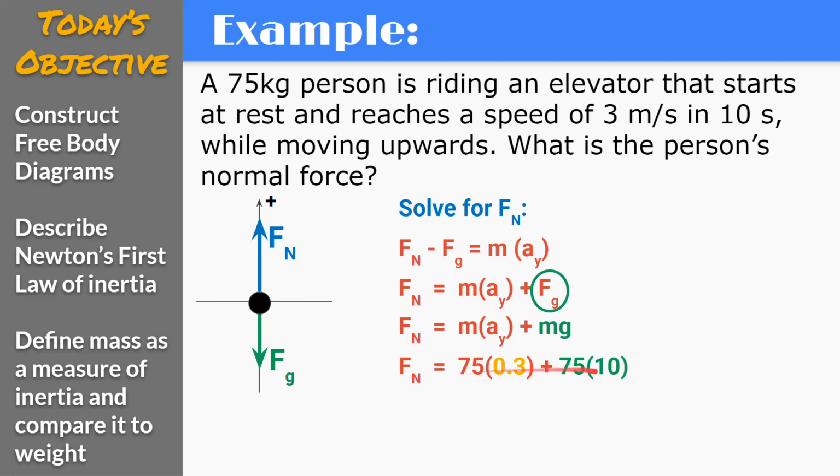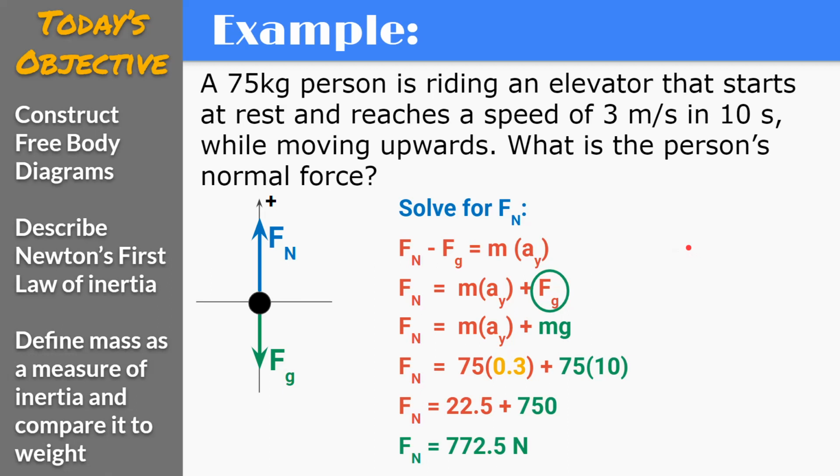Okay, so whenever you go ahead and solve, that becomes 22.5 plus 750, which is a normal force of 772.5 newtons. That would be the person's normal force that they're experiencing. Their actual weight, Fg, was 750. Okay, so they feel heavier than they actually are. And again, that's part of what you're having to do in your checkpoint. But they feel as if they weigh 772.5 newtons, but they actually only weigh 750 newtons.